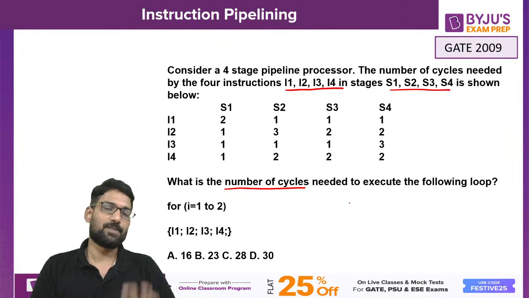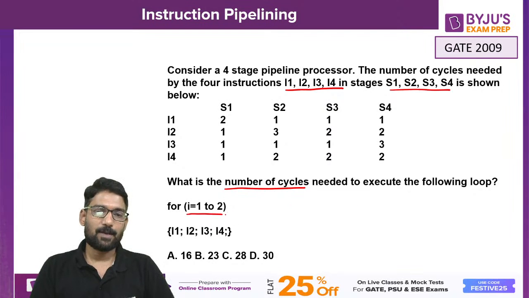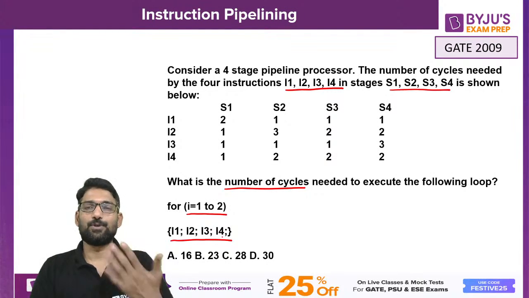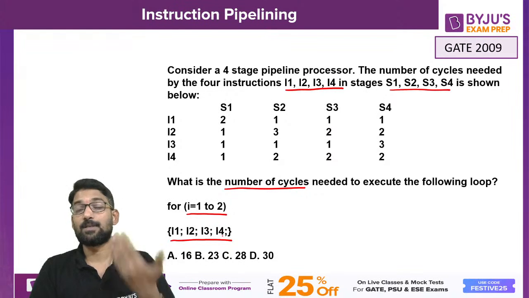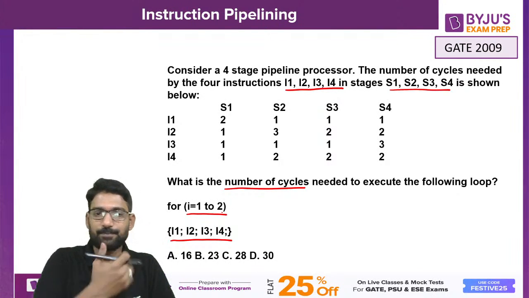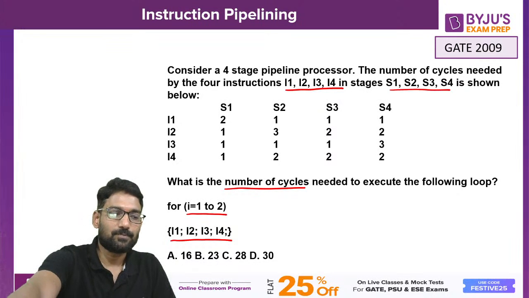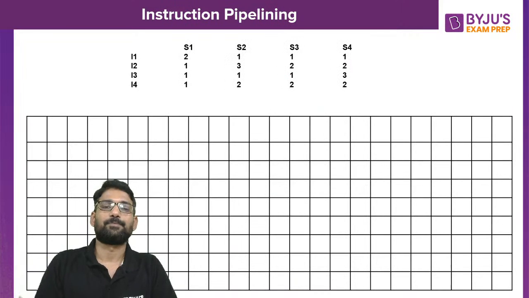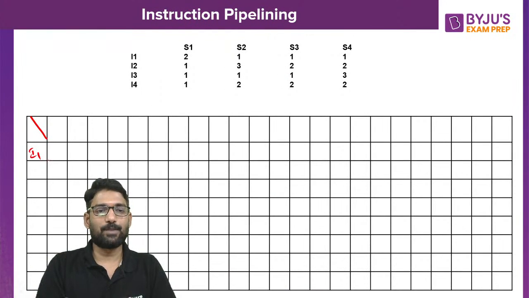If you see the loop, we have a loop from I1 to I2, meaning the loop runs twice, and we have 4 instructions, so you have to do these 4 instructions twice. Someone quickly do it and tell me how many clock cycles are needed. I will also do along with you.